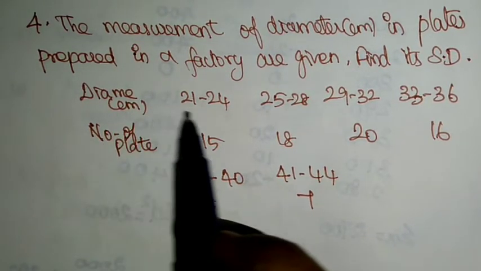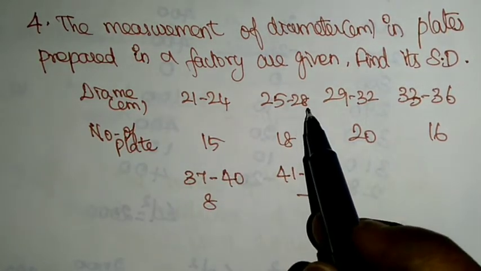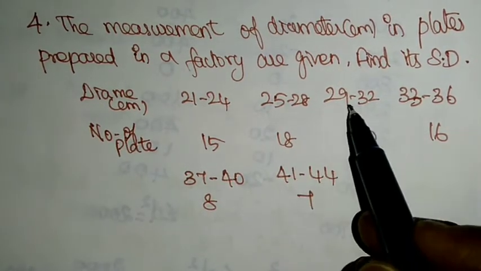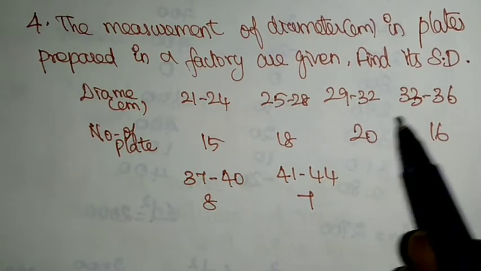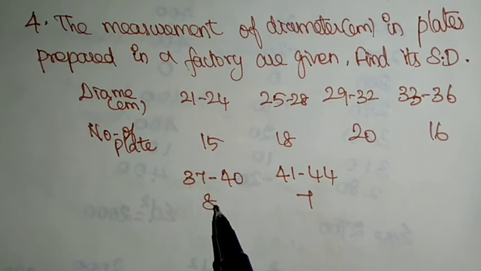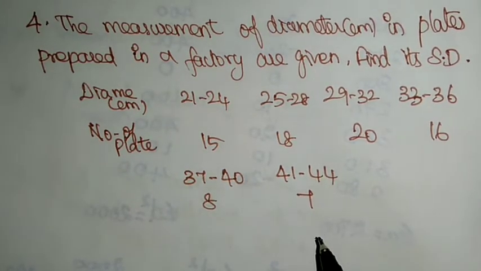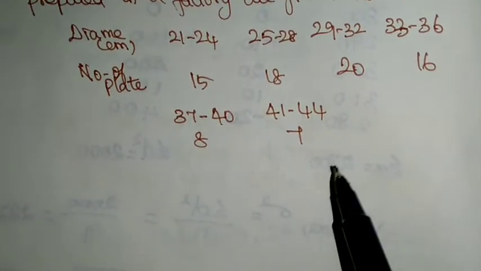Okay, given diameter 21 to 24 is 15 plates, 25 to 28 is 18 plates, 29 to 32 is 20 plates, 33 to 36 is 16 plates, 37 to 40 is 8 plates, and 41 to 44 is 7 plates. Okay, now we have to find the standard deviation.